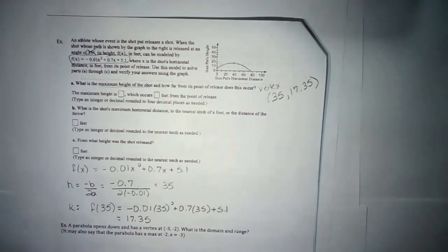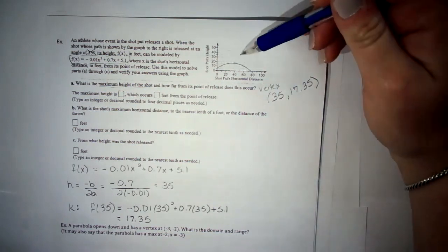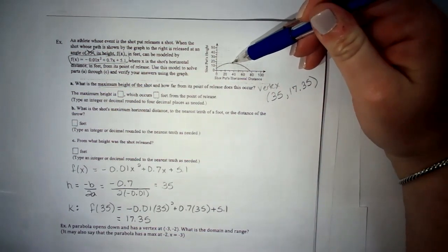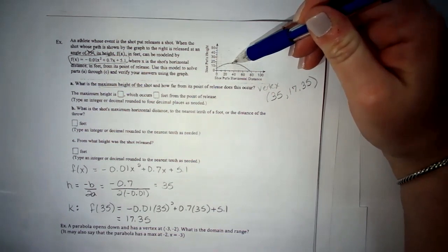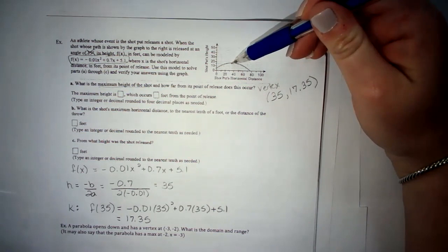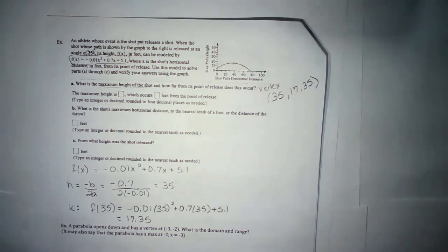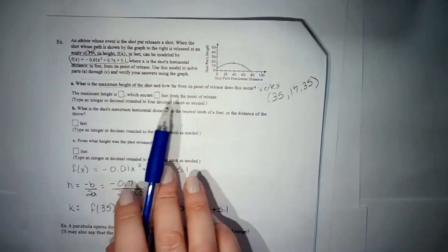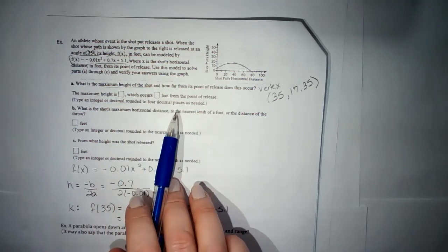Now, it never hurts if you have a picture, go to your picture and ask yourself, does that make sense? Okay, so we said our vertex is somewhere about here. I mean, it's really hard to tell. But that looks just about 35, and it definitely could be a 17.35. So that's reasonable, right? Okay, now we have to figure out who goes in which spot, because that's confusing.